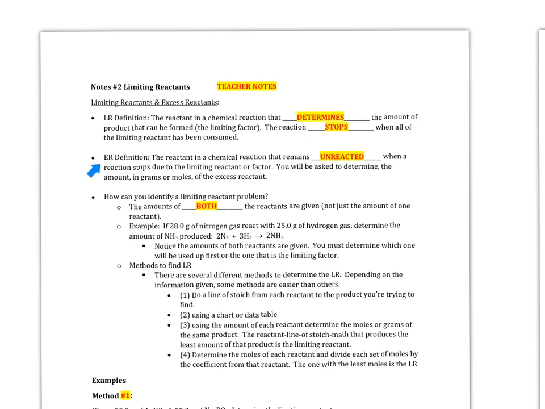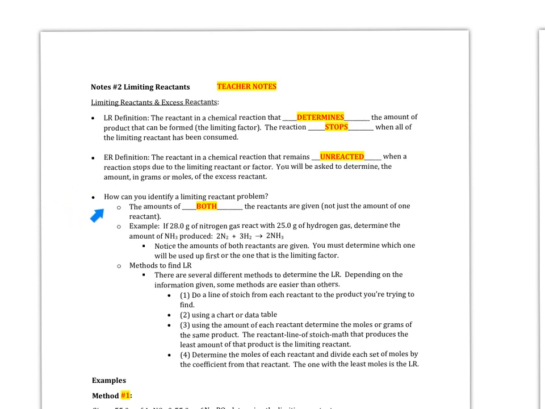ER stands for excess reactant. It's the reactant in a chemical reaction that remains unreacted when a reaction stops due to the limiting reactant or factor. You'll be asked to determine the amount in grams or moles of the excess reactant. Actually, I will not ask you that part. The honors chemistry kids need to know how to do that.